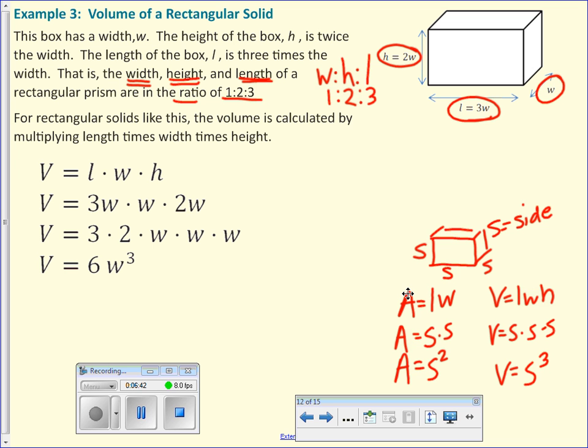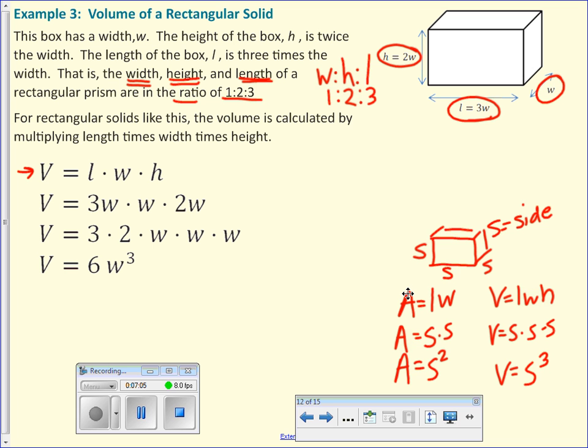So now if I want to find the volume of that rectangular prism, what's my first step? I have to write the formula. So here I write my formula. Volume equals length times width times height. That's in your notes. Circle it as a little reminder to always write the formula first.